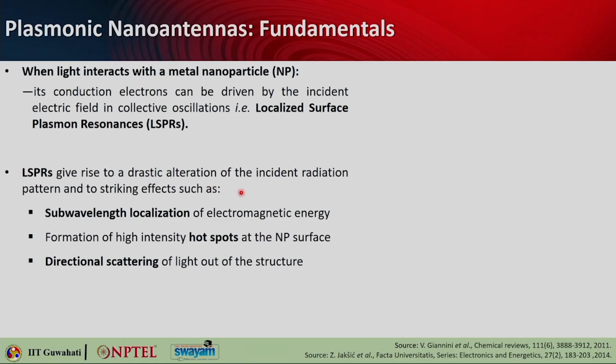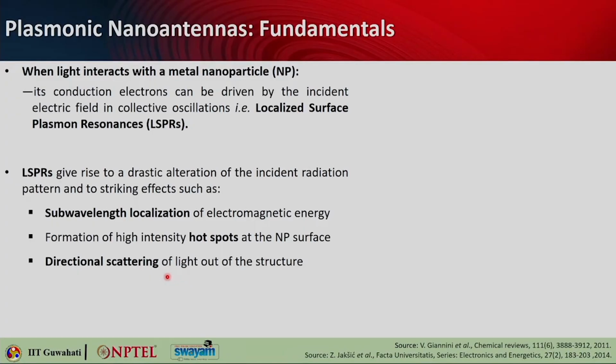Now, LSPRs give rise to a drastic alteration of the incident radiation pattern and to striking effects such as sub-wavelength localization of electromagnetic energy, which we already discussed. You are basically transferring the energy from photons to plasmons, and because plasmons have wavelengths which are deep sub-wavelength, you are able to have sub-wavelength localization of electromagnetic energy. You are also able to have high intensity hotspots. Hotspots means the places where there is a huge concentration of electric fields. These are called electric field hotspots, and you can also achieve directional scattering. It means you will not scatter in all directions, rather your scattering will be focused in one particular direction. So, that is directional scattering of light.